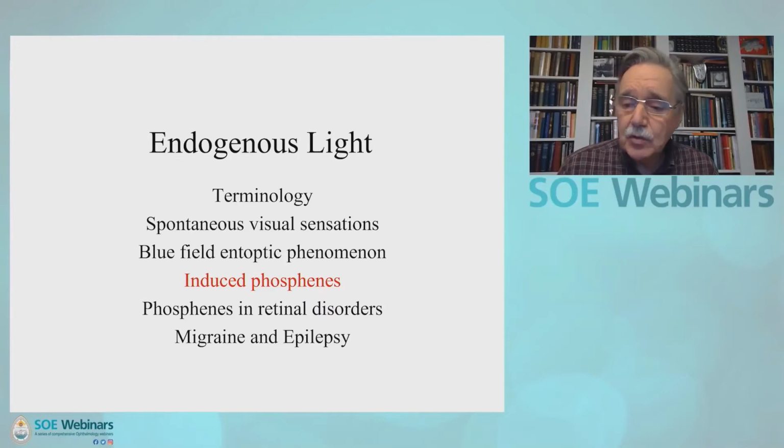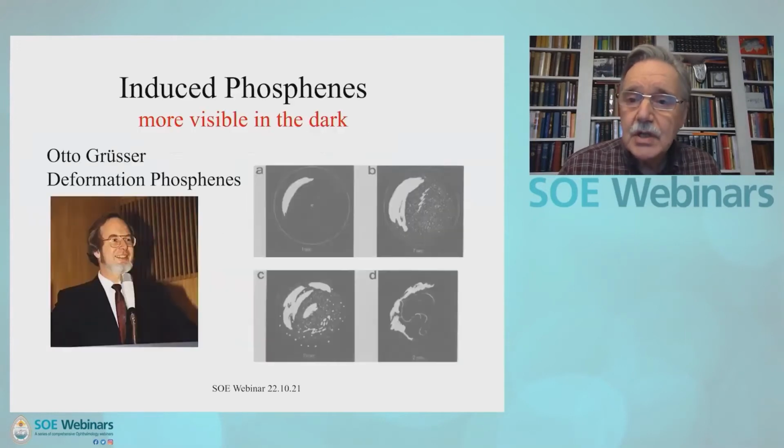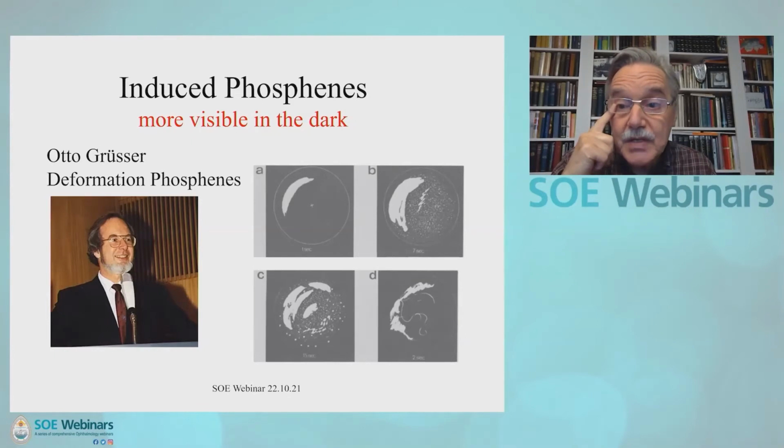So phosphenes can also be induced. The commonest are deformation phosphenes, and these, of course, are much more visible in the dark because they're being generated in the retina, and they were extensively studied by Professor Grüsser in Berlin. And anyone can experience these by pressing on the eyeball, and of course you see the inverted image, you see it in the opposite field.